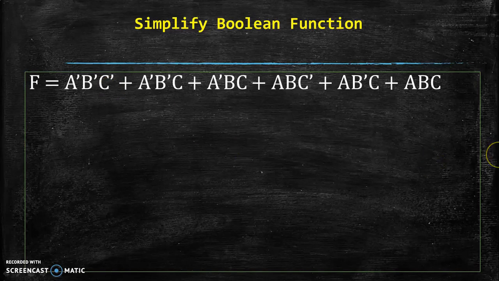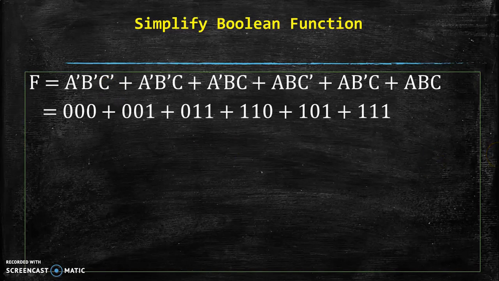So for first, we can write 0, 0, 0 as A bar, B bar, C bar. Then 0, 0, 1 is A bar, B bar, C. 0, 1, 1 is A bar, B, C. 1, 1, 0 is A, B, C bar. 1, 0, 1 is A, B bar, C. And for A, B, C, we can write 1, 1, 1.